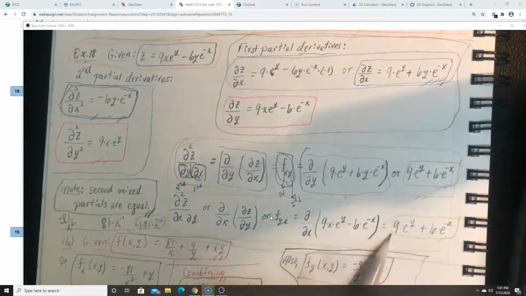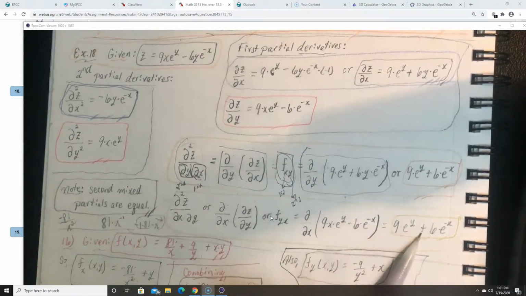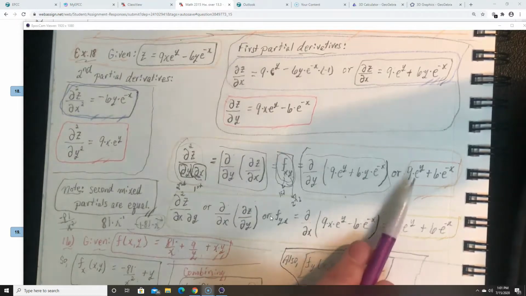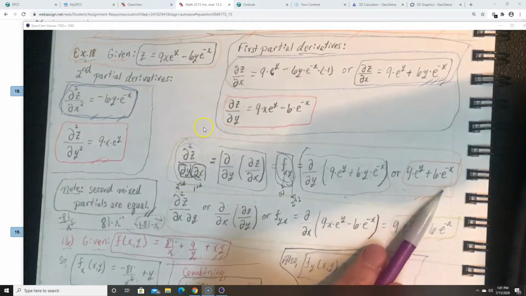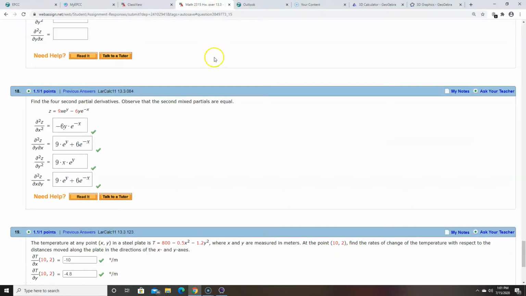And we got 9e to the y plus 6e to the negative x. So there's one mixed second partial derivative.